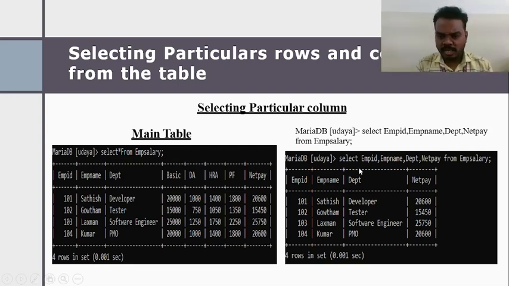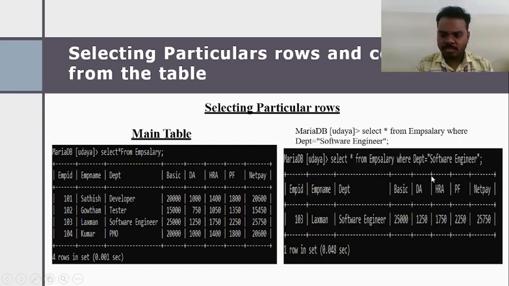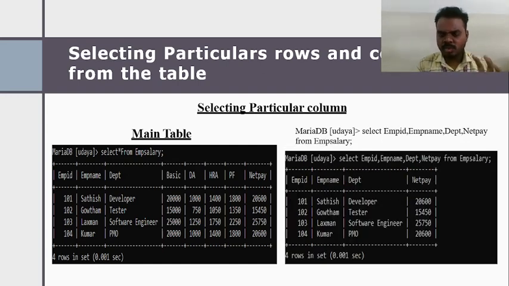Okay, so after this, if you want to show only particular columns from the table, we need to use select EMP ID, EMP name, department and NP. So I know in my output I need to show only the particular columns. If you want particular columns, you need to separate them by comma: employee ID, comma, employee name, comma, department, comma, net pay from the table name. It will retrieve the data as employee ID, employee name, department, net pay.